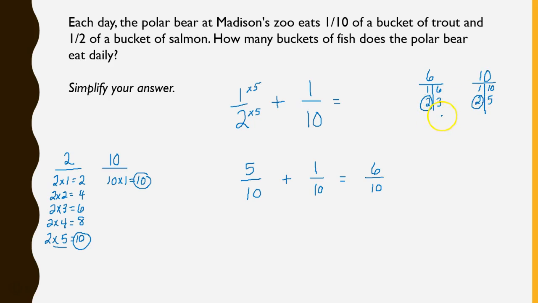So I'm going to take that 2 and I'm going to divide both the top and the bottom by the 2. 6 divided by 2 is 3. 10 divided by 2 is 5. And there is our answer. So the polar bear eats 3/5 of a bucket of fish every day. Very good.